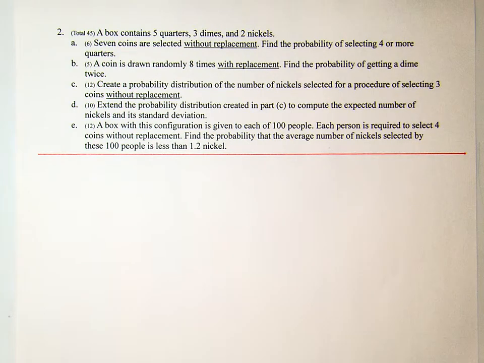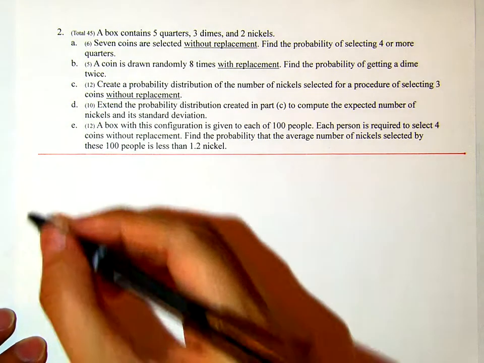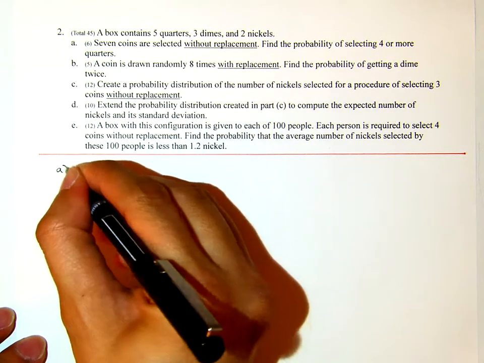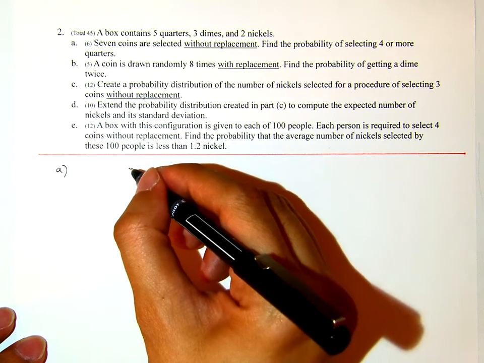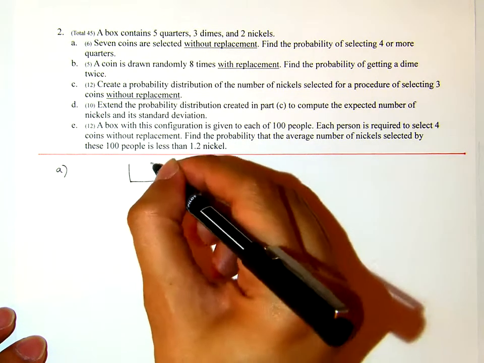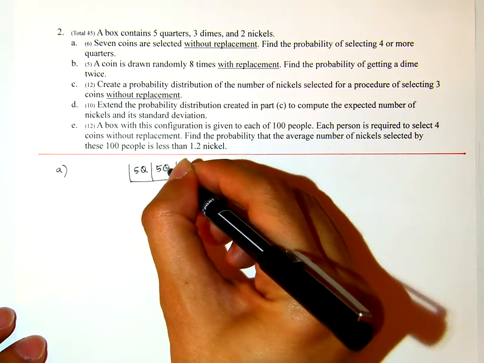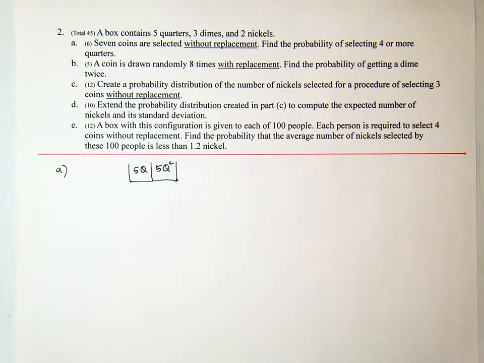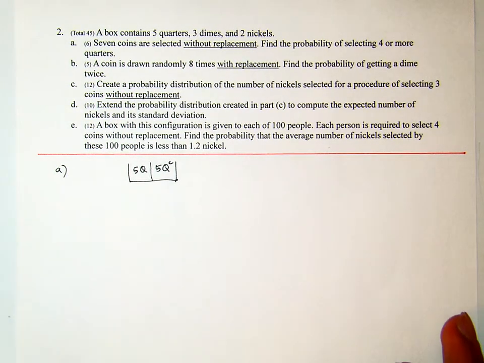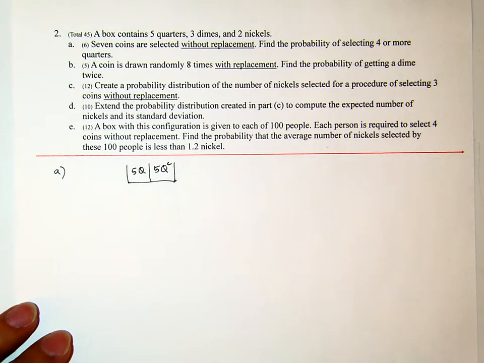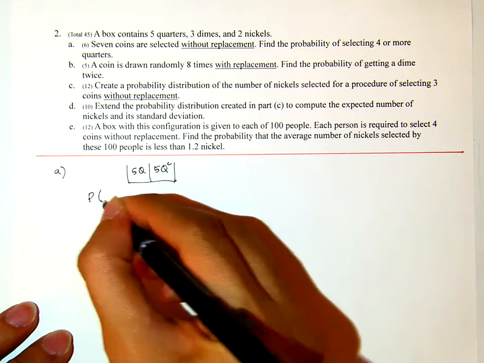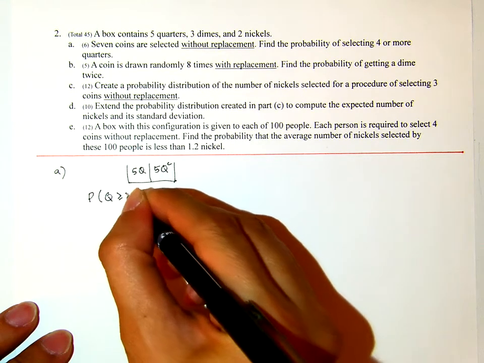Part A, 7 coins are selected without replacement. Find the probability of selecting 4 or more quarters. Let's see. In part A here, we are talking about quarters, right? So in our box, it is being partitioned to 5 quarters and another 5 non-quarters. Doesn't matter, dimes or nickels. Now, we will select 7 coins. Find the probability of selecting 4 or more quarters. Probability that the number of quarters is 4 or more.